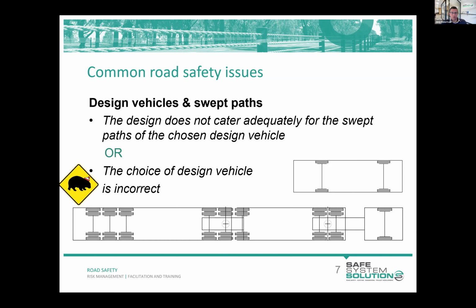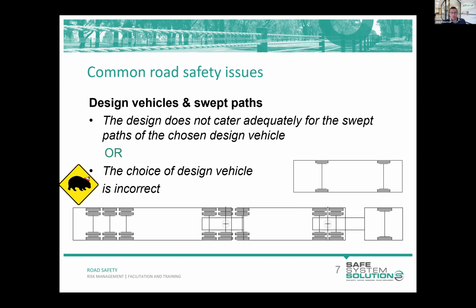We need to ensure that the choice of our design vehicle and our check vehicle is correct. Every project will have one or more design vehicles and check vehicles. It's sometimes the case that the design vehicle differs between movements. Perhaps you're looking at an intersection. Certain vehicles make certain movements, but not others. So you might have different design vehicles for different movements, and similarly check vehicles.